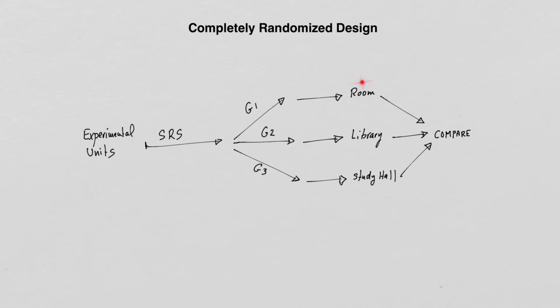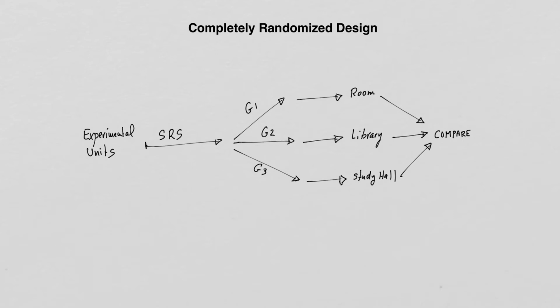You want to do it for many days. Group 2 goes to the library for those many days, and group 3 goes to study hall for those many days, and then you compare the results. That is called a completely randomized design. So let's go to the second one.